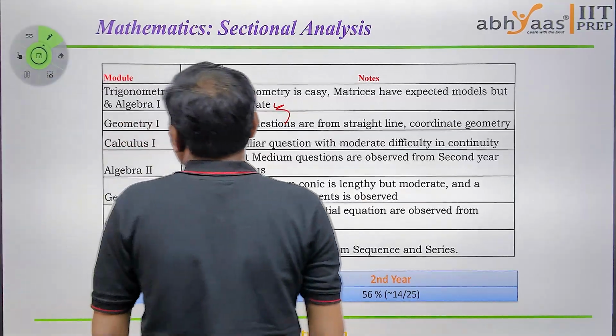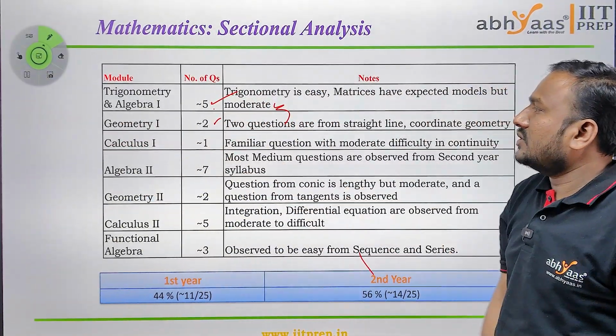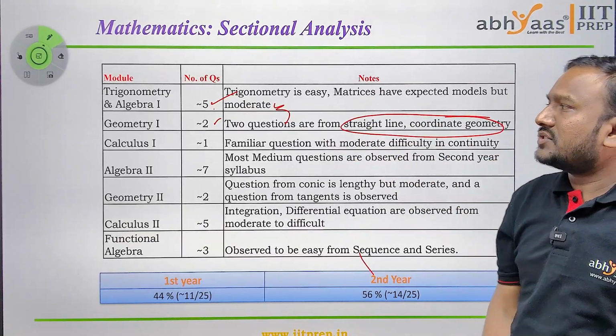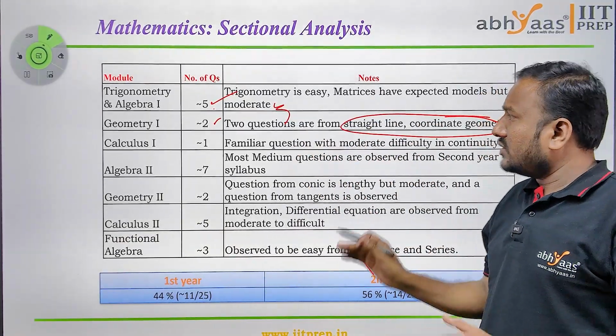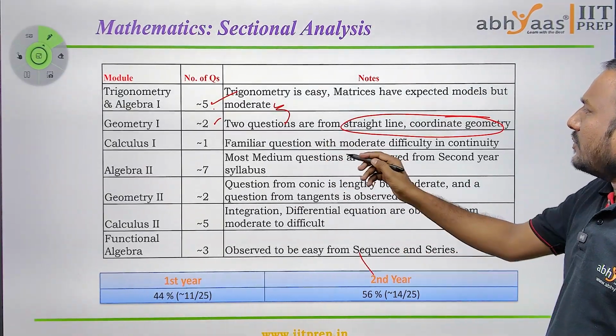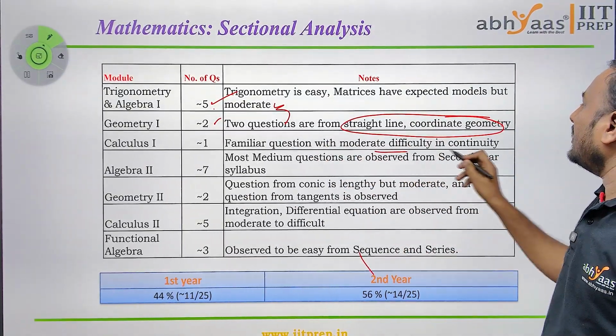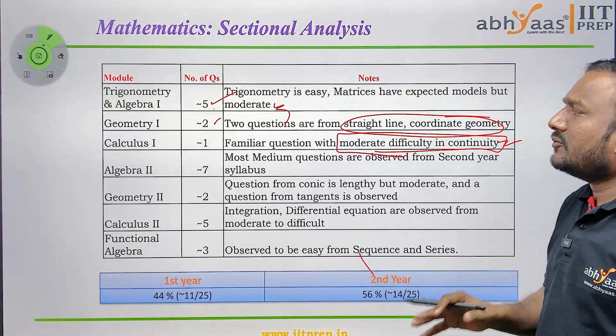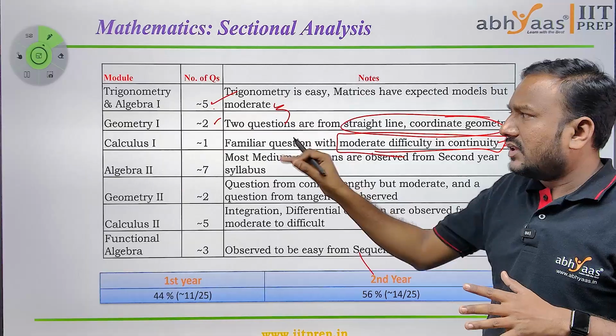Now when it comes to geometry, we have seen 2 questions. Those are from straight line and coordinate geometry. And when you see the calculus part, familiar questions with moderate difficulty in continuity we have seen. So moderate difficulty, familiar type of questions we have seen in calculus.